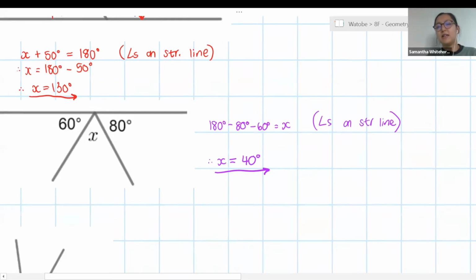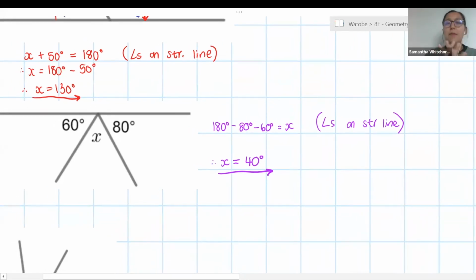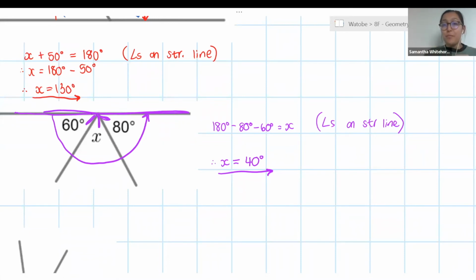Okay, guys, exactly. So, as Amahle said, we know that if we take all three of these angles, because they all sit on the straight line and they're all next to each other, which is really important, if we add them all up, I should get 180 degrees. And so once we say 180 minus 80 minus 60, we get X.